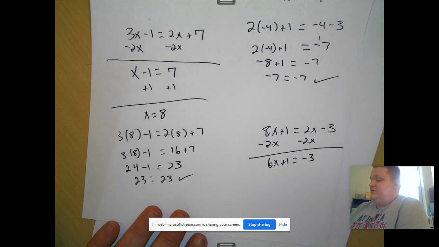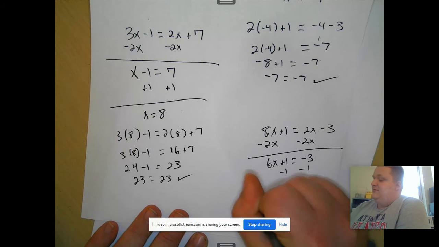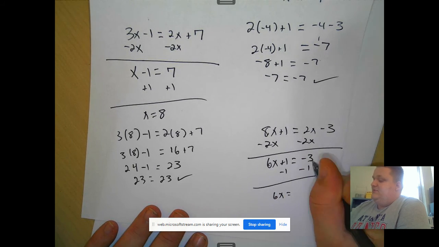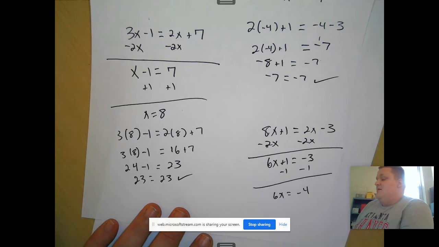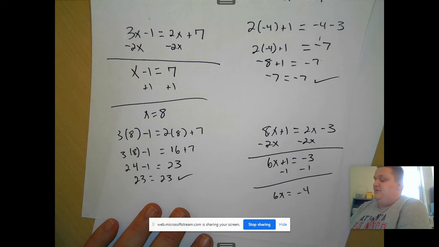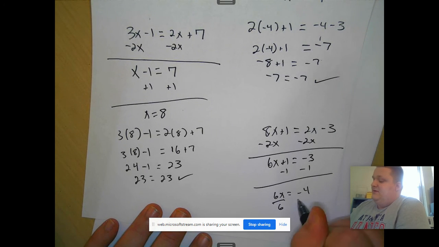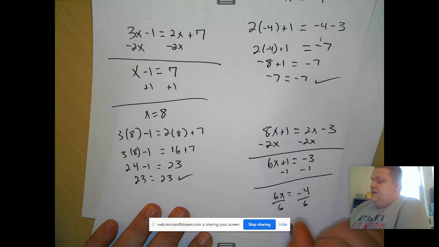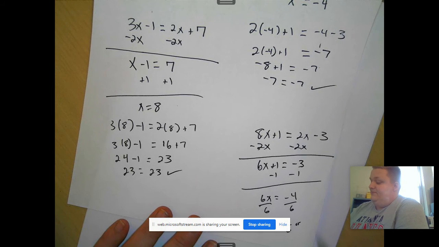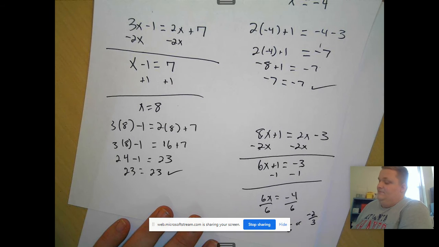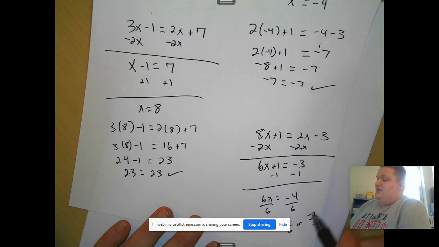You have a two-step equation now. You're going to subtract 1 on both sides. 6x equals negative 3 minus 1. Negative 3 minus 1 would be negative 4. And now you have 6 times x equals negative 4. That means you have to divide by 6 on both sides. So you're going to get x equals negative 4 over 6, or simplified, negative 2/3. So x equals negative 2/3.